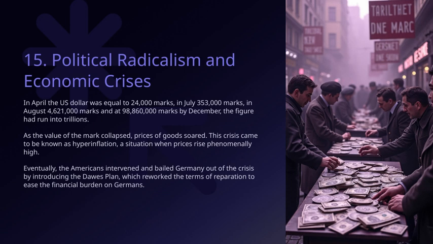Eventually, the United States stepped in to help Germany stabilize. They introduced the Dawes Plan, which was essentially a reworking of the reparation payments. This plan aimed to ease the financial burden on Germany by restructuring the repayment terms, giving them some breathing room to recover. This intervention was crucial in stabilizing the economy and is a key moment connecting the economic turmoil to the broader political radicalism we're discussing, showing how economic crises can fuel unrest and radical ideas.